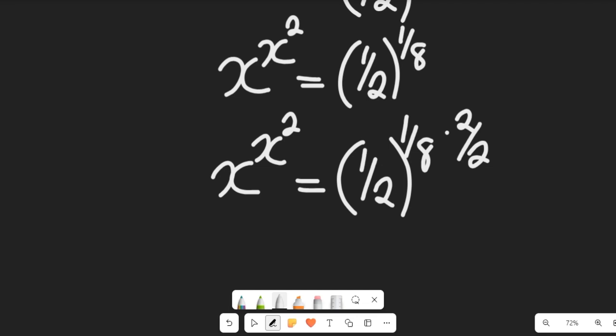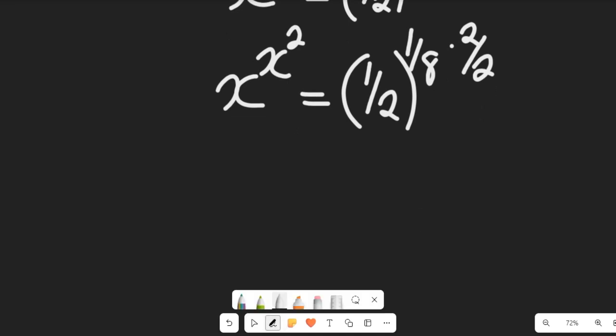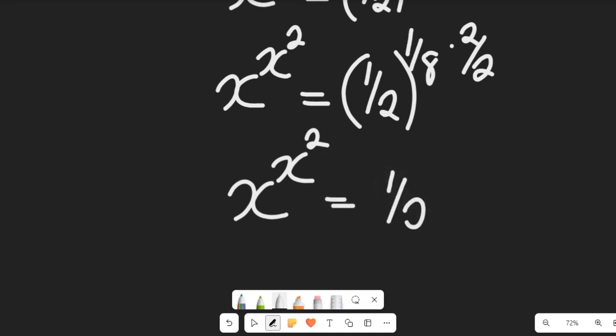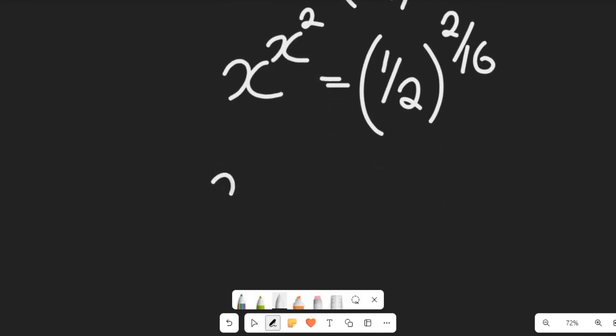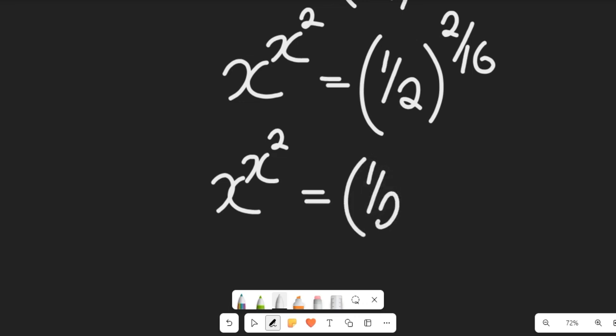That expression will now give me, in the next step, (x to the power of x) all squared equal to (1/2) all to the power of 2/8 times 2, which is what? 16. Great. Now, what do we do from here? I'm going to isolate the exponent. If I isolate the exponent, I'm going to have x to the power of x squared equal to 1/2.